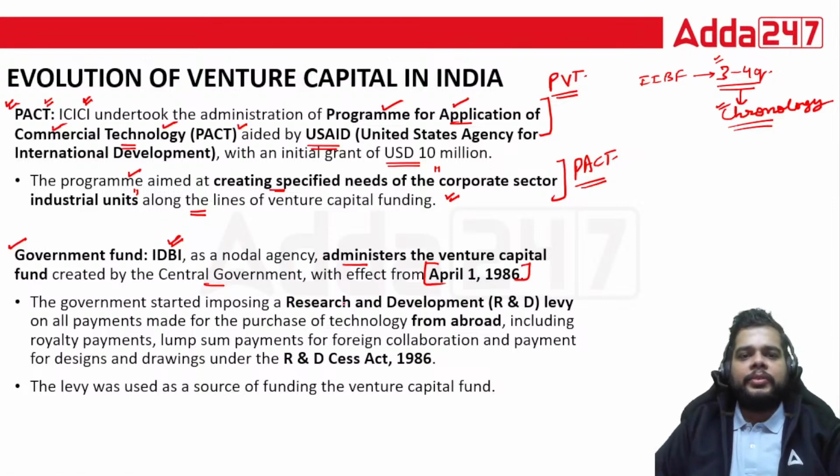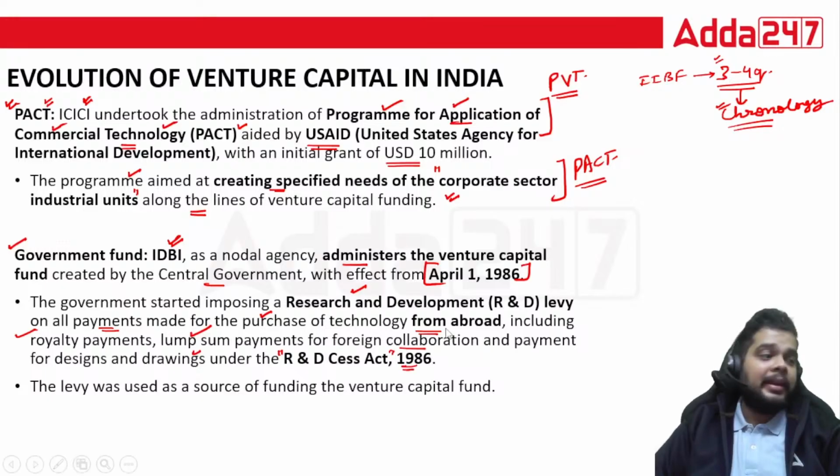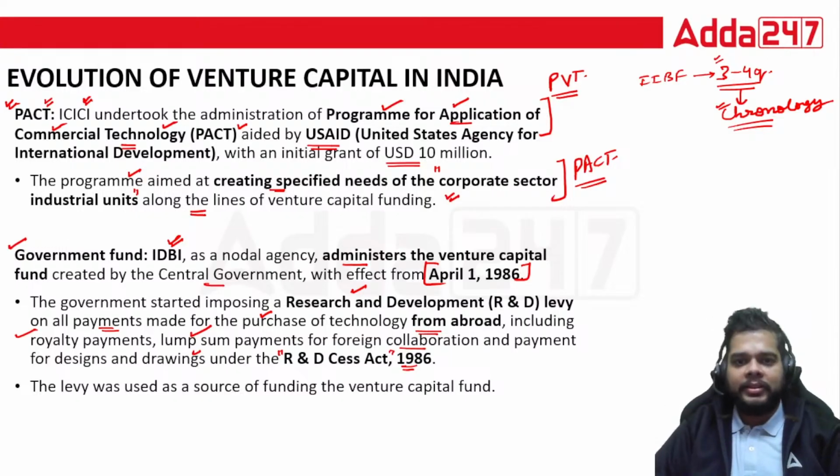So the government started imposing the R&D, that is research and development, levy on all the payments made for the purchase of technology from abroad, including royalty payments, lump sum payments for foreign collaboration, and payment for designs and drawings under the R&D Cess Act 1986. So always remember, in 1986 the R&D Cess Act was enacted, and under this act the R&D levy was started off by the government of India. And what was the aim of this levy? To fund this VCF, that is the venture capital fund. The levy was used as a source of funding the venture capital fund.